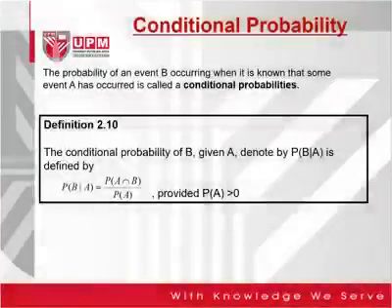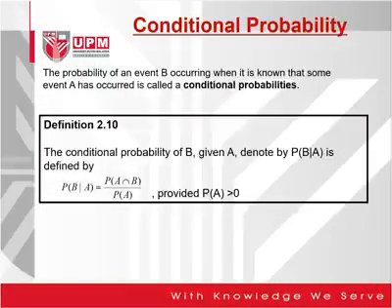Conditional probability. For example, in our class, there are 30 students. 20 are female, 10 are male. Let's say a student named A. What is the probability A will be chosen as the class rep? Because we only have one A in the class, the probability for A to be chosen as class rep is 1 over 30.